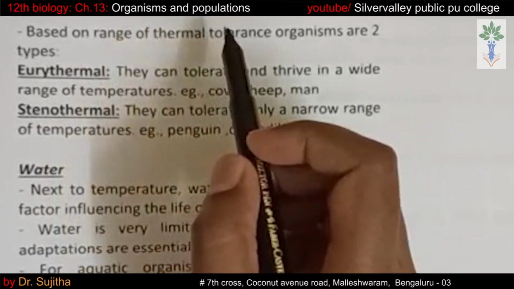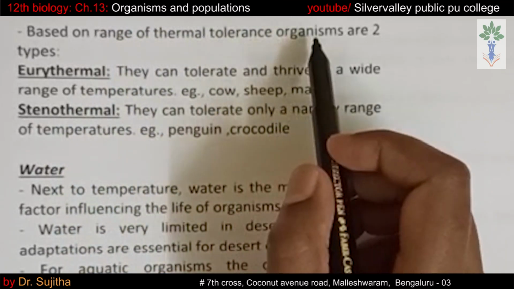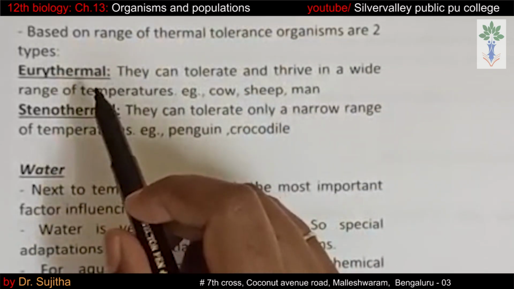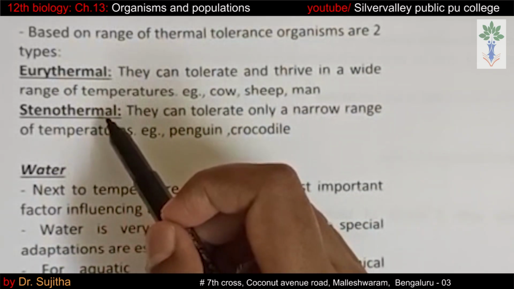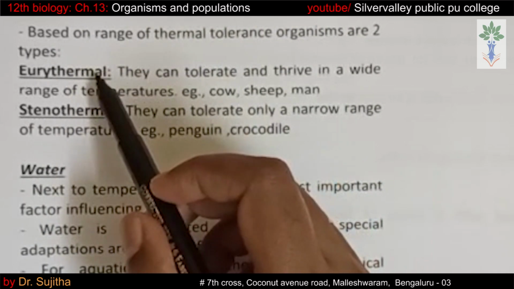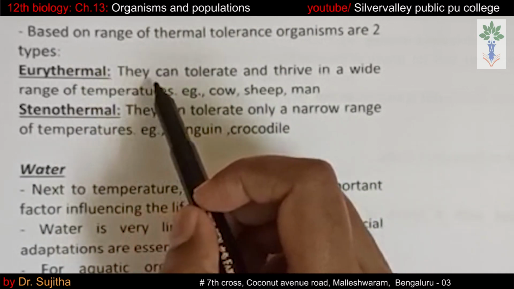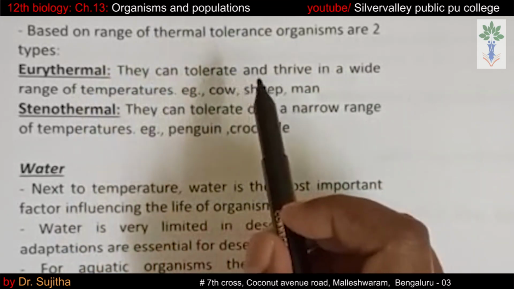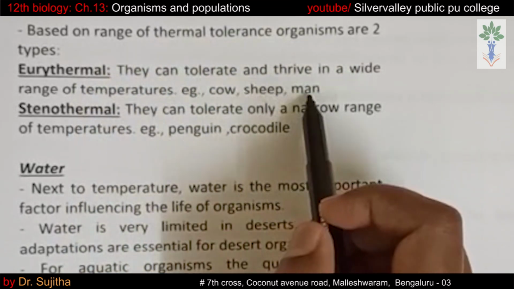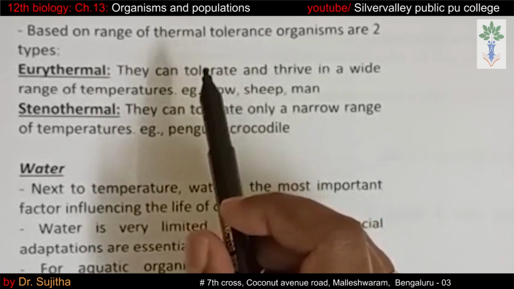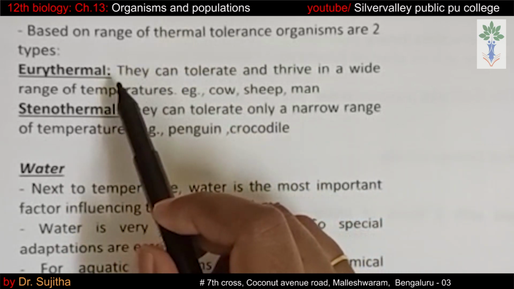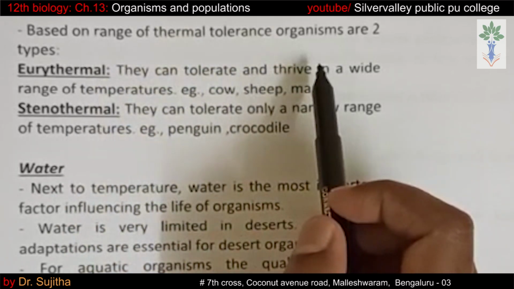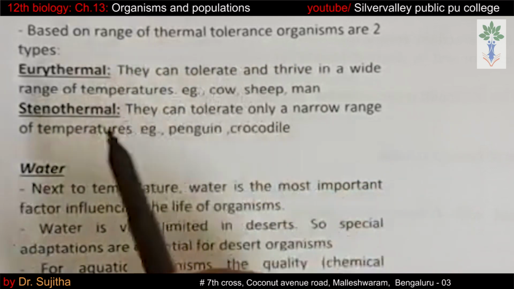Based on the range of temperature tolerance, organisms are of two types. The first one is eurythermal, second one is stenothermal. Eurythermal organisms are those that can tolerate and thrive in a wide range of temperature. Example, cow, sheep and man. It means to say eurythermal organisms can tolerate wide variations in the temperature.